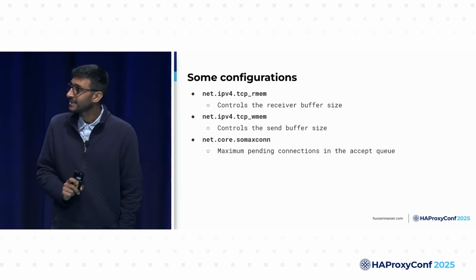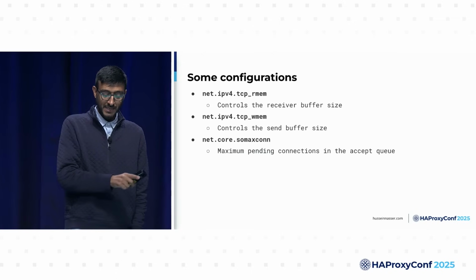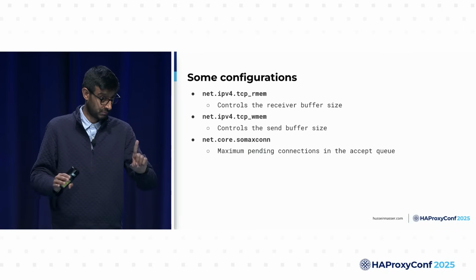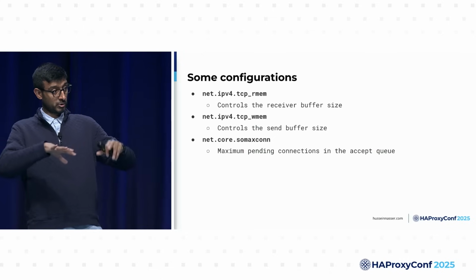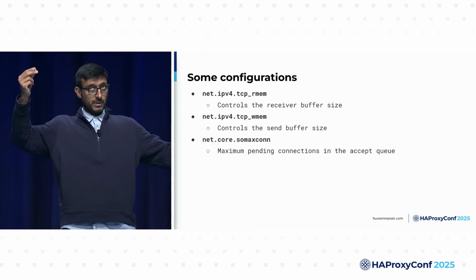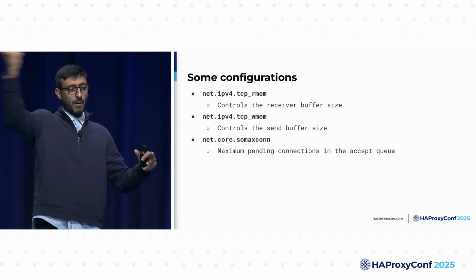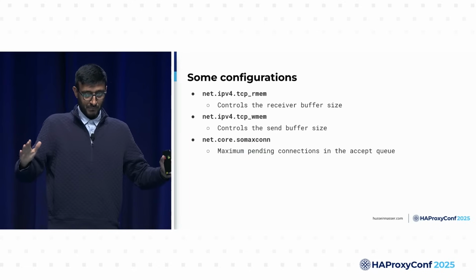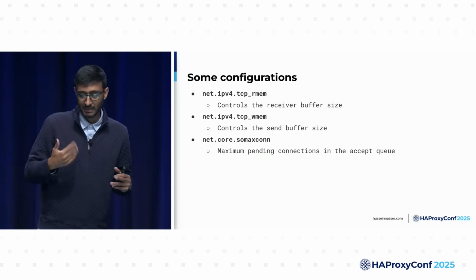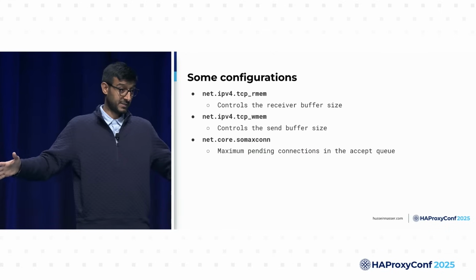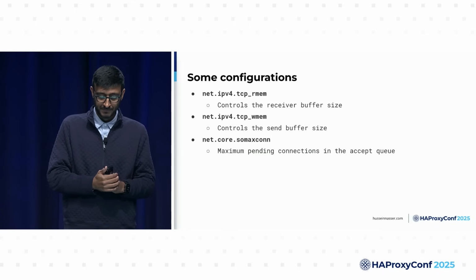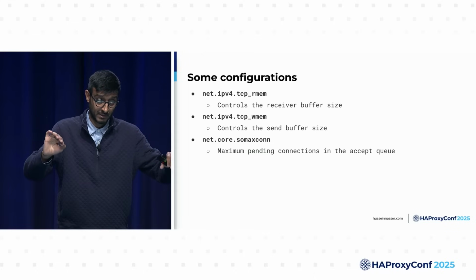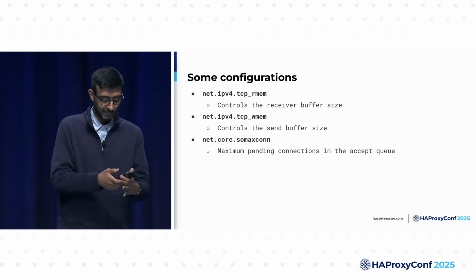Then there's somaxconn, SO max connection. That controls the maximum number of connections that can be left in the accept queue, right? Remember when we establish a connection, it goes to the accept queue, and then when the backend calls accept, it pops from that queue and goes to the application, and then it's gone from there, right? So if you have a slow application that doesn't accept fast enough, then you will essentially have a problem. Clients will get an error connecting when this gets filled up. So you need to increase that a little bit.